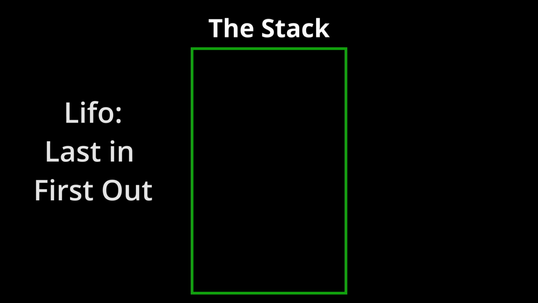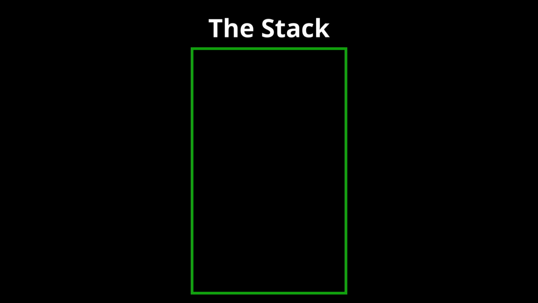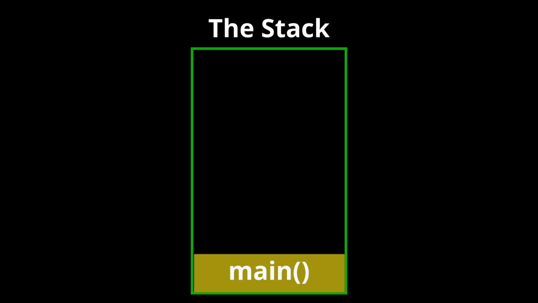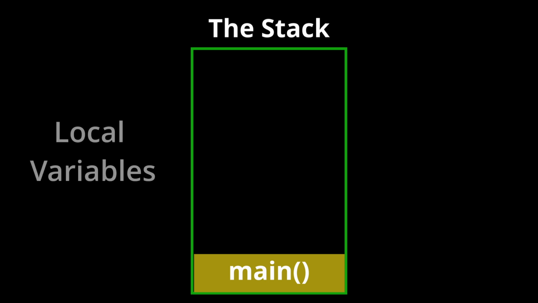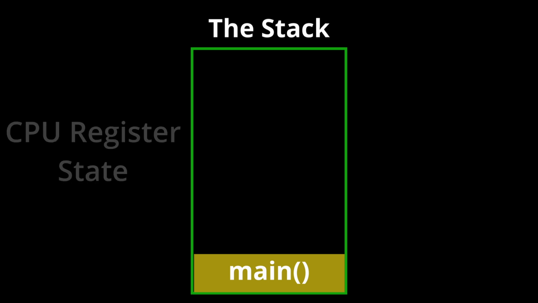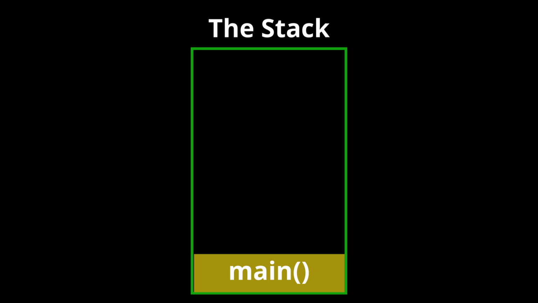This memory is a LIFO data structure, meaning last in, first out. Each time a function starts to run in your code, a stack frame is created, the first one typically representing main. Stack frames contain a number of data points, like the parameters used to call your function, any local variables created, the state of any CPU registers, and a return address.